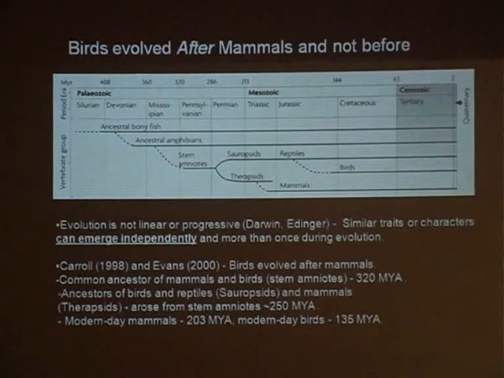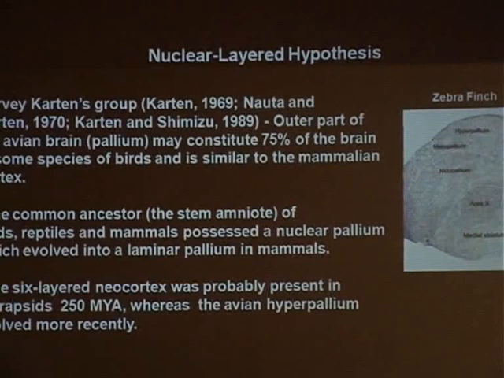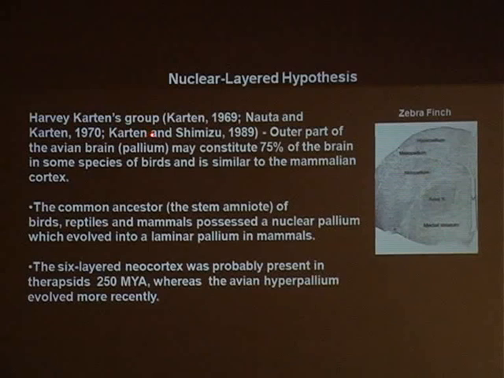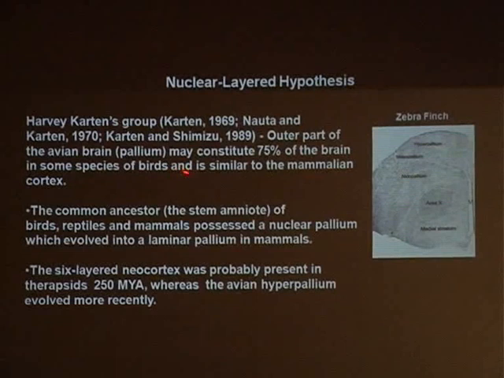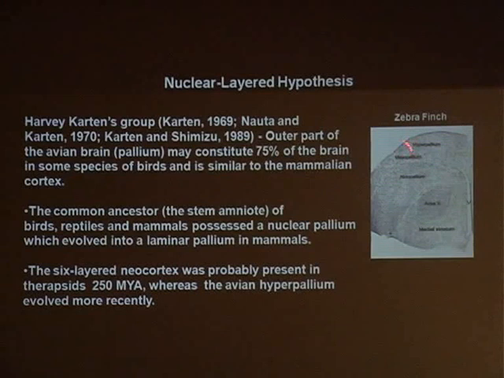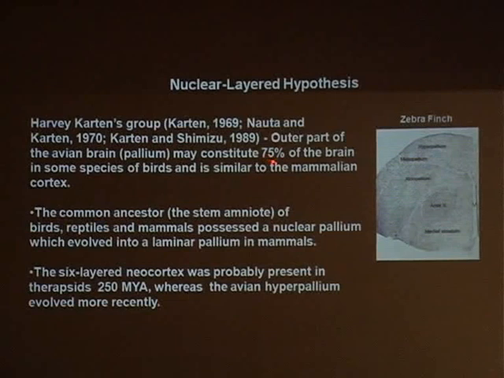And apparently so did their brain. So a number of studies were then carried out by Harvey Carton's group and many other neuroanatomists who did injections into different parts of the bird's brain, looked at connections between different parts of the bird's brain. And what they found was that, in fact, the outer part of the avian brain, that is, they started calling it the pallium, may constitute up to about 75% of the brain in some species of birds, and in fact is similar to the mammalian cortex.